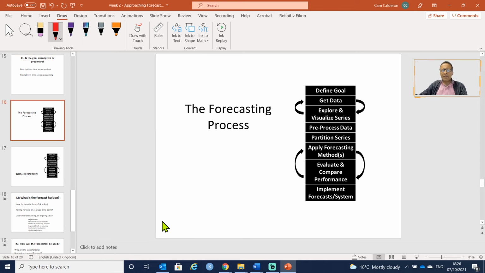So we have this forecasting process: define goal, get data, explore and visualize a series, and you can see all the process. Sometimes we do not carry on going down in this process. We apply forecast methods, we evaluate, we carry on applying forecasting methods, and we carry on in this cycle until something nice comes up. Say you are forecasting gold or Bitcoin. You carry on applying forecasting methods and evaluate the performance of each one. Not good, you use a different one. Oh, you find something really good, so you implement the forecast system.